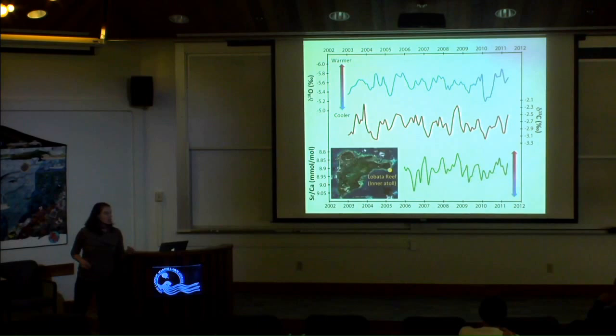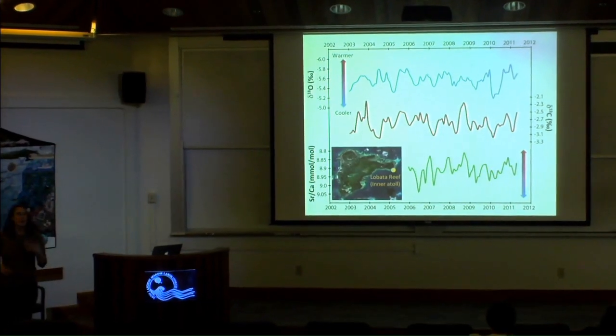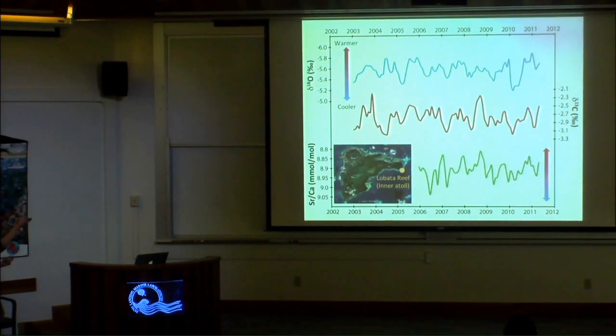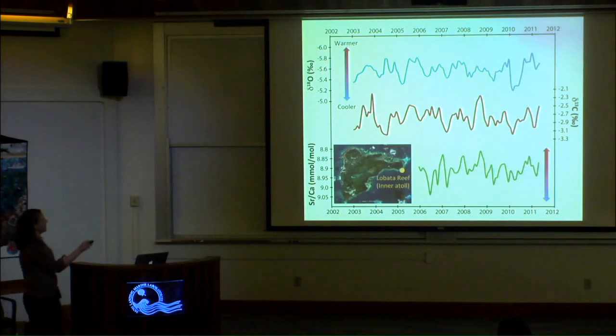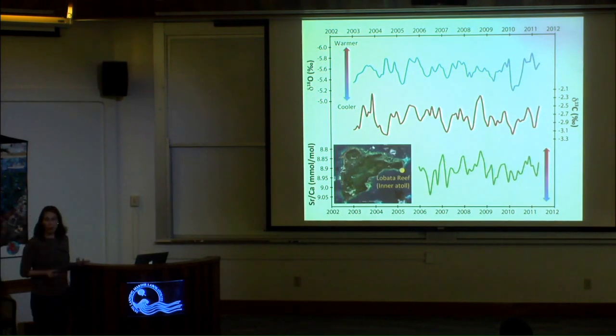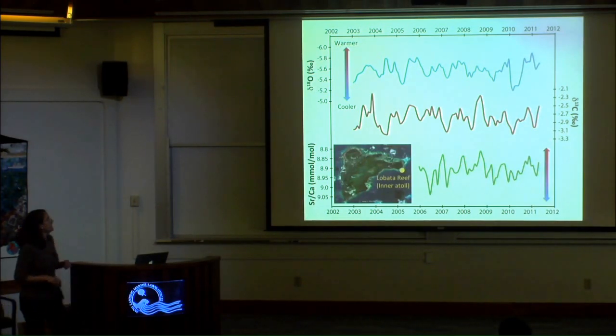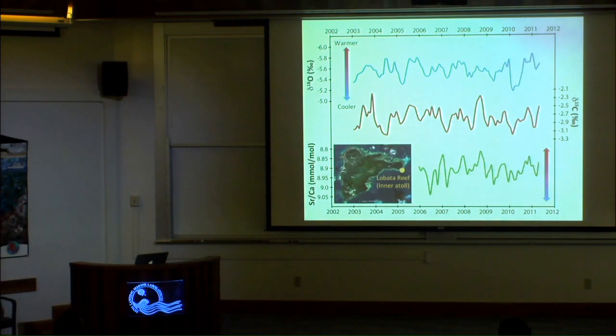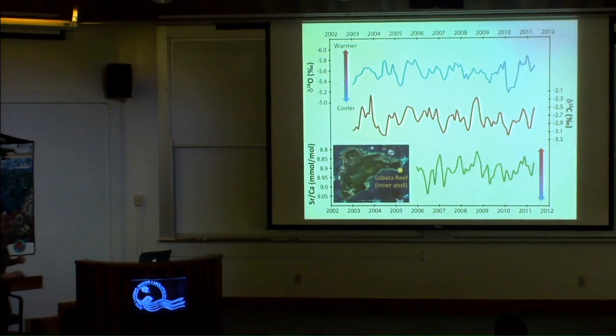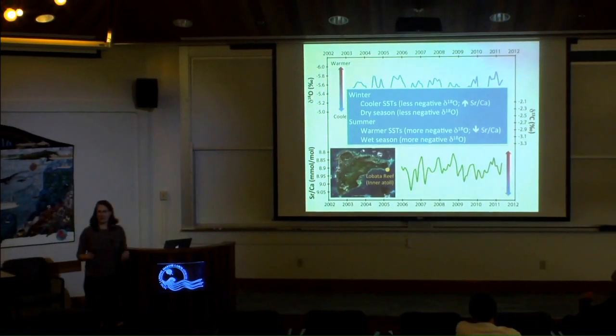Just to put this in a little bit of perspective, if you're not used to looking at oxygen isotope values, the y-axis is inverted, so more negative is going to be warmer, and less negative is cooler. Strontium calcium is also inverted, so up is warmer and down is cooler. And then we do have some of the carbon isotopes on here. Like I said, they don't tend to be nice and neat.